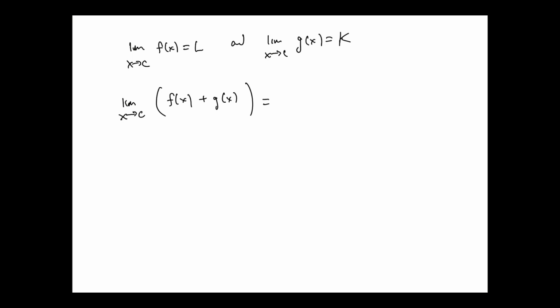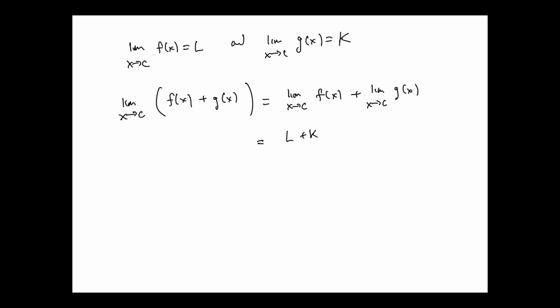Okay, so this is the first of a bunch of sort of algebraic rules about how limits work, is that the limit of a sum is the sum of the limits. Okay, and if the first limit was L and the second limit was K, then what should this answer come out to be? L plus K, whatever that is. Okay, does that kind of make sense?